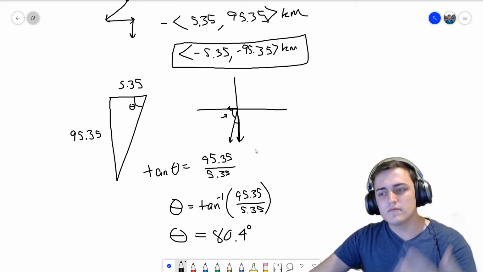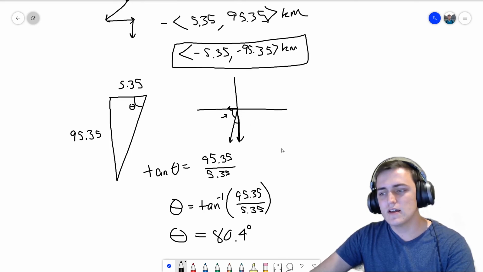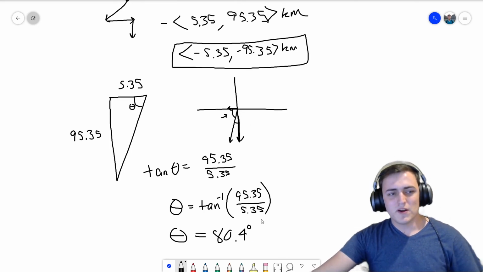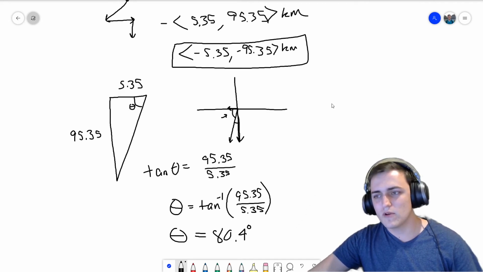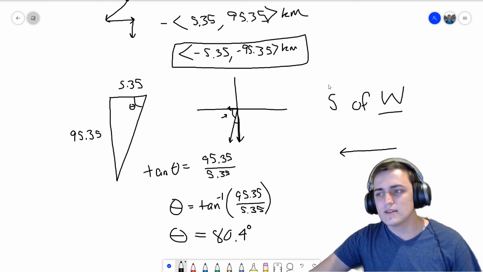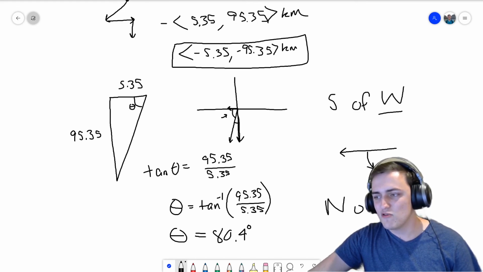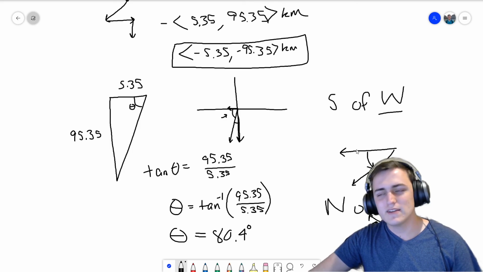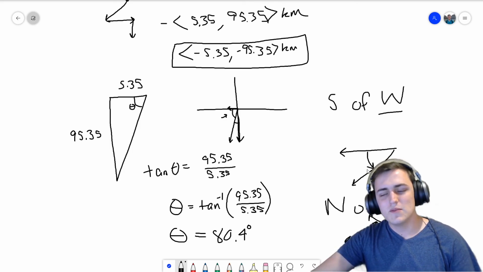So 80.4 degrees. And the syntax of this is a little bit weird. We're going to say we are south of west. What that means is west is our baseline, and that points to the left, right? South of west means in this direction. If you were to say north of west, we would be starting with that west direction and going in the north direction, and we would have some new angle. But we are in the southwest, and we are by 80.4 degrees.